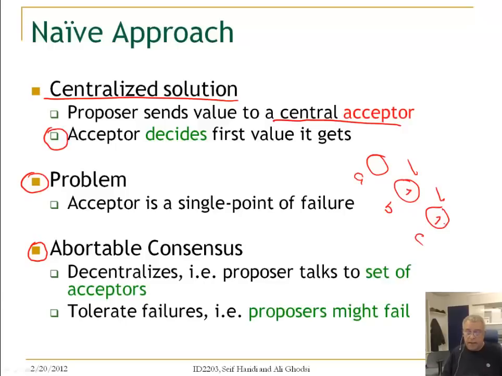And of course, this will tolerate failure. Acceptors might fail, and we will see that with a very, very simple extension it works in the fail-recovery model, so acceptors might recover again, and as long as there is a time with multiple acceptors that are alive, then a decision will be made.